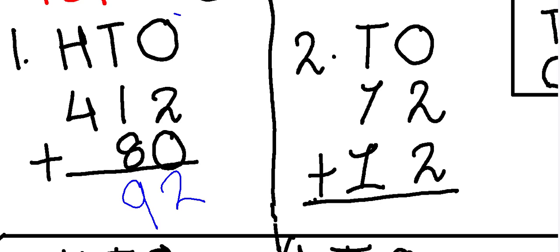Now let's go to the hundreds column. Here we don't have anything written, so your answer will only be 4. Imagine that you have 4 toffees and no more. So the answer will be 4. So here we have the answer as 492. See how we got the answer.